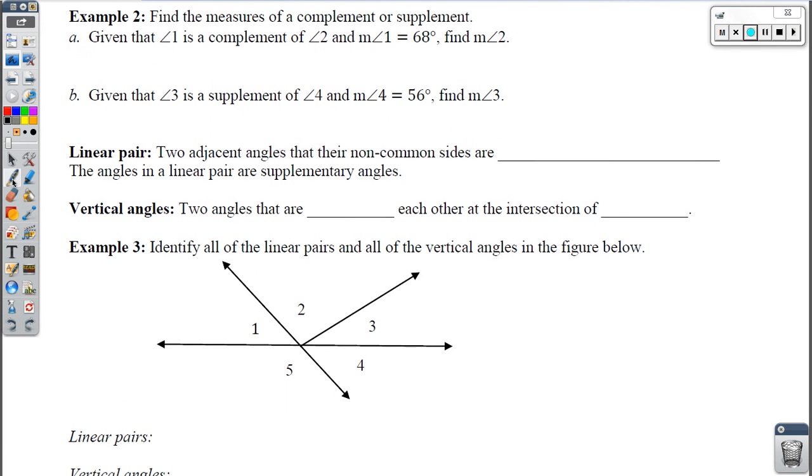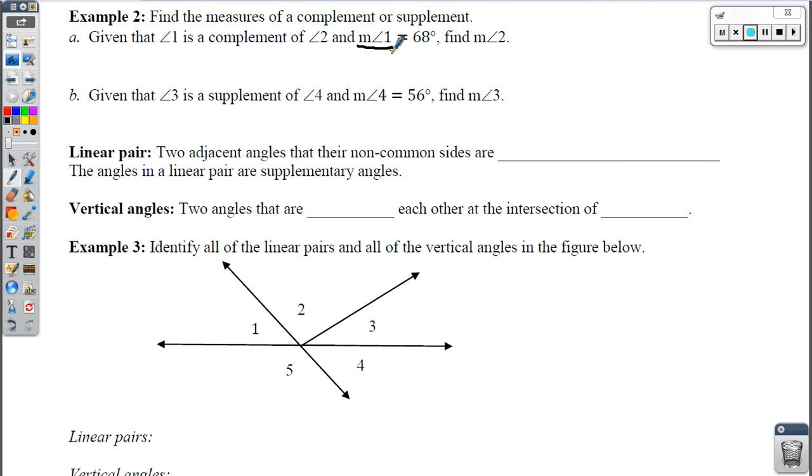Example 2. Find the measures of a complement or supplement. So let's say that angle 1 is the complement of angle 2, meaning that they add up to 90 degrees. And the measure of angle 1, that's what the M in front of angle 1 means, the measure of angle 1, that's how many degrees it is. If the measure of angle 1 is 68 degrees, then find the measure of angle 2.